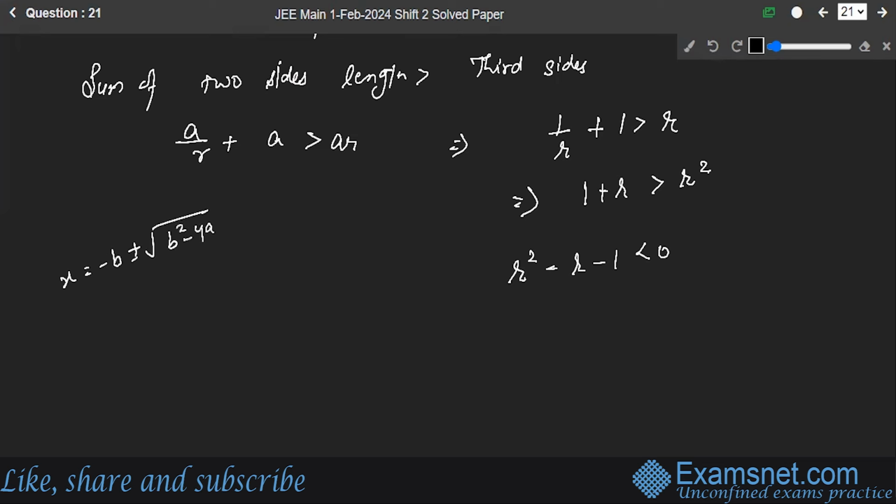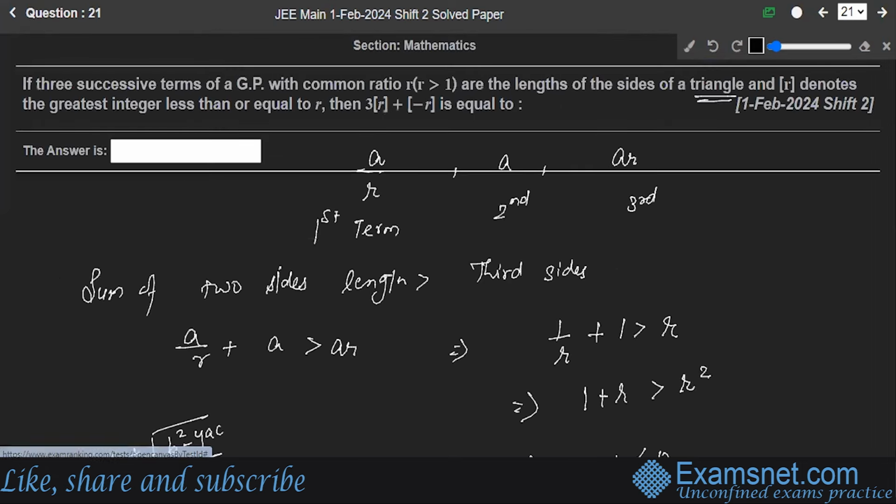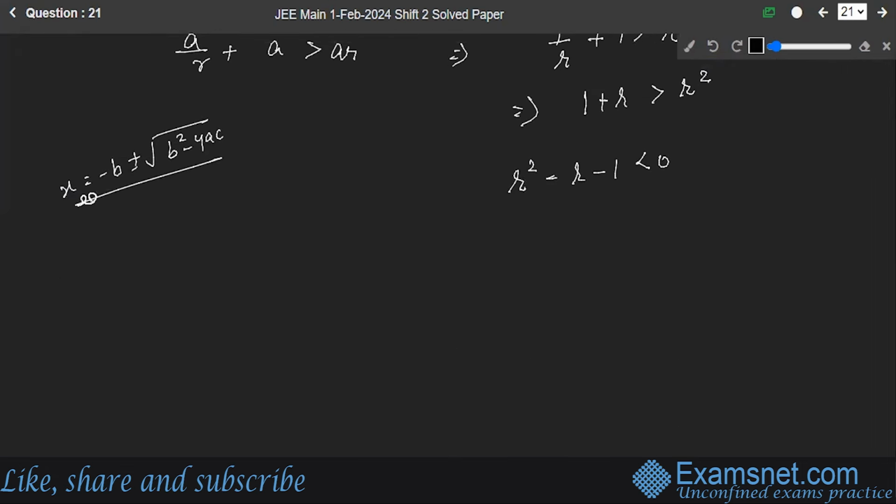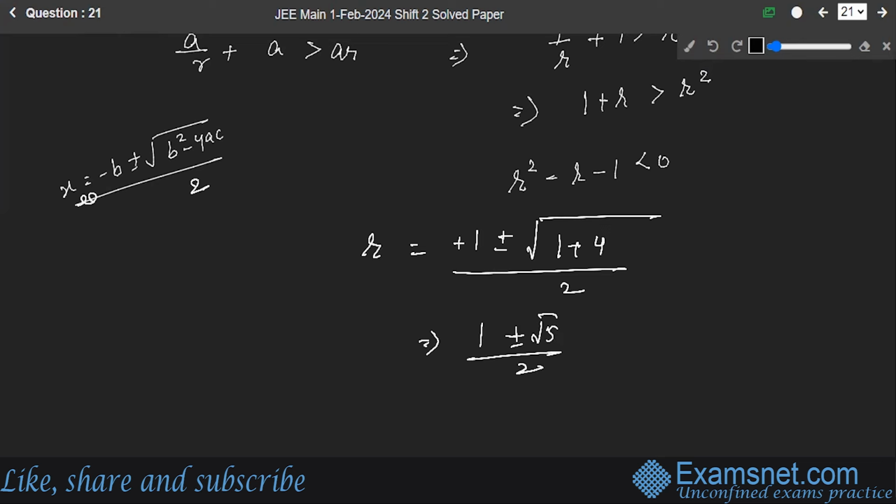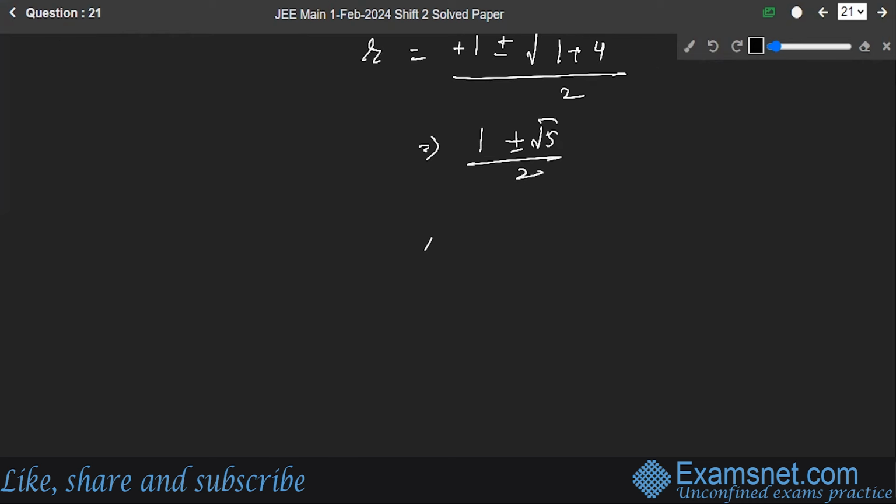Okay. So from here, the two roots will be given by applying the quadratic formula, minus b plus minus root of b square minus 4ac upon 2a. This will be given by r is equal to minus of minus 1 plus minus root of 1 minus 4 times minus 1 upon 2. So this will be 1 plus minus root of 5 upon 2. Okay. That means this was equal to your r. So that means r lies between (1 minus root 5) upon 2 and (1 plus root 5) upon 2.